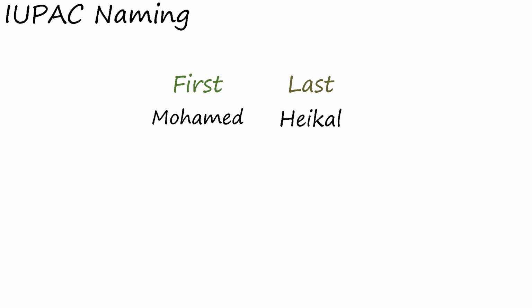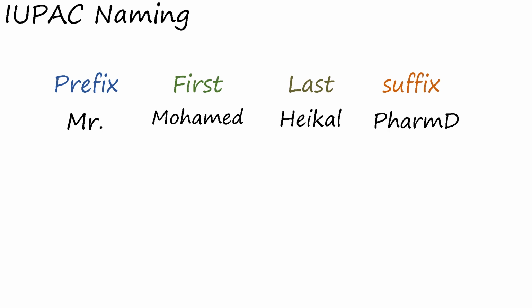IUPAC naming is pretty much like any naming system. In our naming, we have a first and last name, and I'll use myself as an example. My first name, Mohammed, and my last name, Heiko. That was just my name during my childhood till I became an adult. When I became an adult, I began to have a prefix, and this prefix is Mr. And then as I went to college, when I graduate, I'm going to have the suffix of PharmD. That's my function, that's going to be my job.